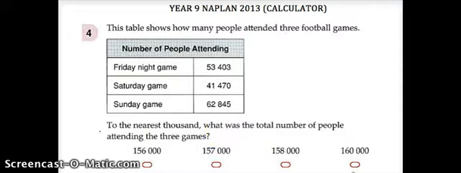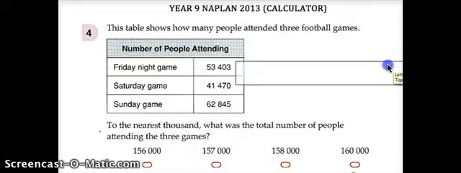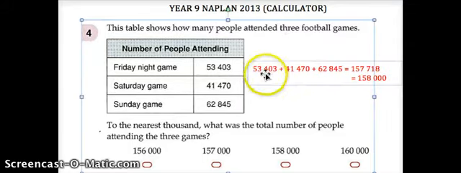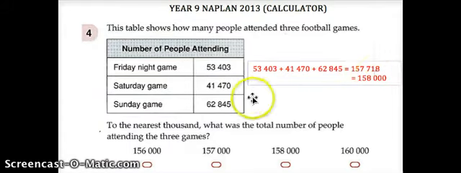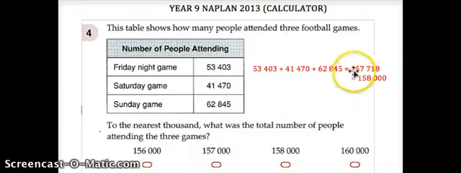Okay, now just using your calculator, you can add up the 3 numbers for the 3 different games. So we've got 53,403 plus 41,470 plus 62,845. Enter those on your calculator. The total you should get is 157,718. Now we need to round these to the nearest 1,000.